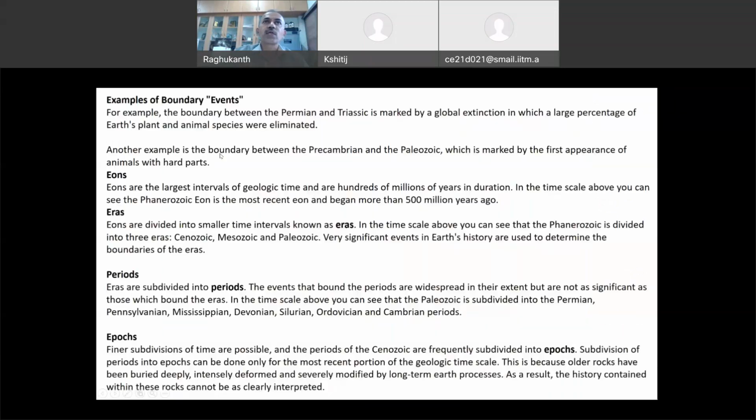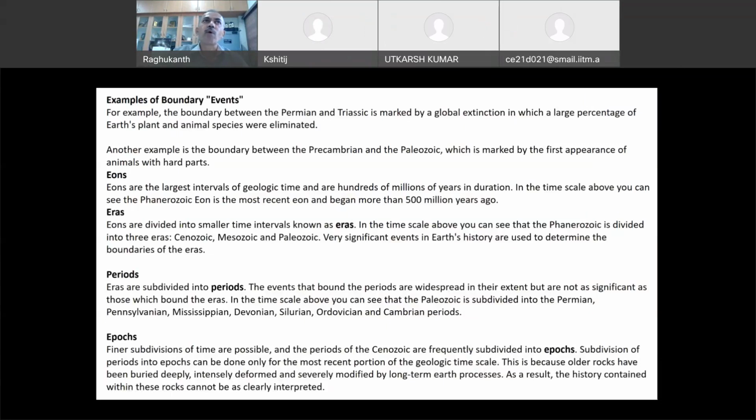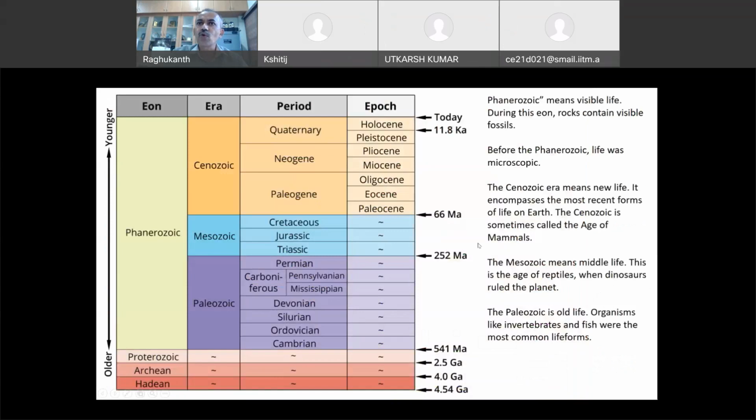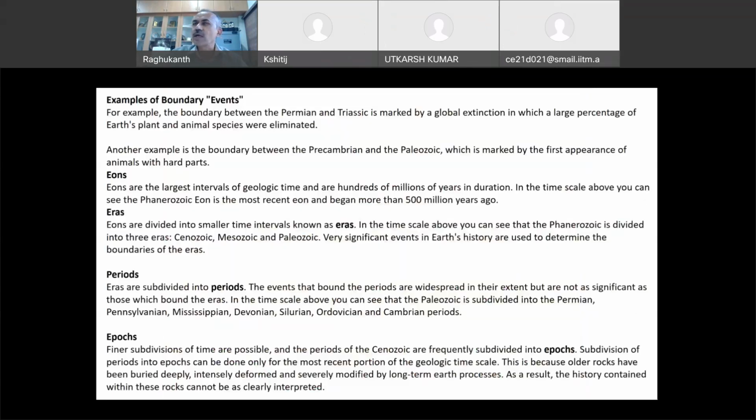So that's what we said: whenever you see a boundary in the geological time scale, it means some global extinction or something huge happened. The boundary between the Permian and the Triassic is around 252 million years ago. There was one mass extinction at that time, and they say 90% got eliminated. Another boundary is between the Pre-Cambrian and the Paleozoic.